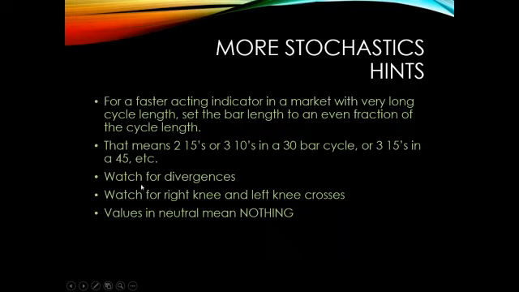As we go further in the presentation, we want to watch for divergences. We want to watch for right knee and left knee crosses. And another key point, since stochastics measures overbought and oversold, values in neutral mean nothing. If those two lines cross at 50, it is not a signal in the stochastic. It may work for a day or two, but it's not a valid signal.